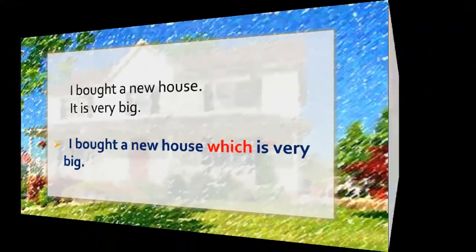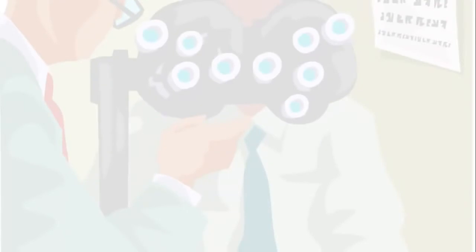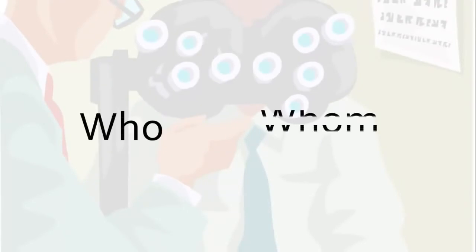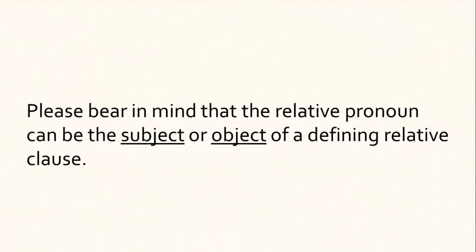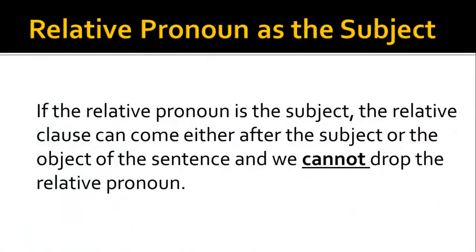In order to make relative clauses, we need relative pronouns like who, whom, which, and that. Please bear in mind that the relative pronoun can be the subject or object of a defining relative clause. If the relative pronoun is the subject, the relative clause can come either after the subject or the object of the sentence, and we cannot drop the relative pronoun.